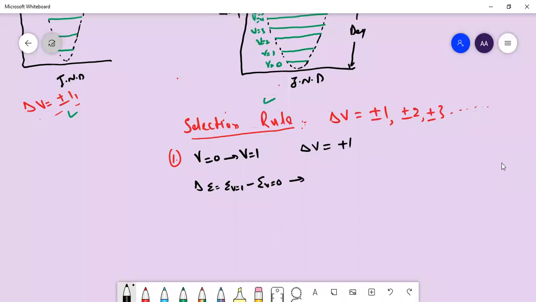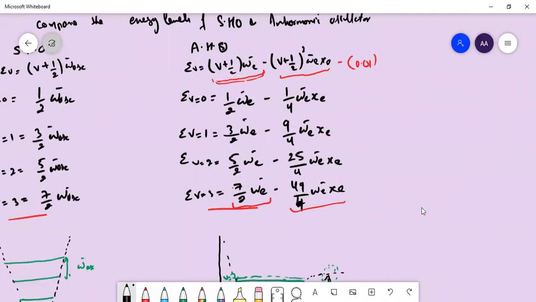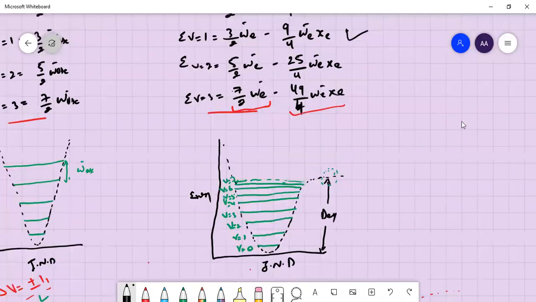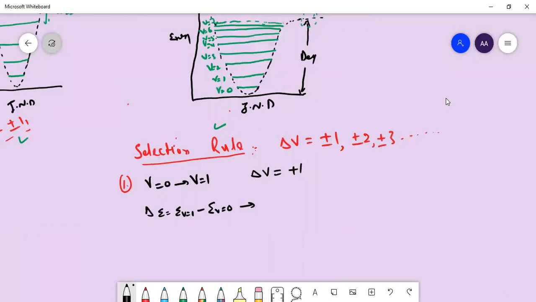So I have all the values of these energy levels. So the value of E1 and E0 are here. What I am doing here is subtracting E0 from E1. We have already calculated these values, and we know that when we substitute the vibrational quantum number as 1, I have the value 3/2 omega_e bar minus 9/4 omega_e bar x_e, minus v is equal to 0, which is 1/2 omega_e bar minus 1/4 omega_e bar x_e.